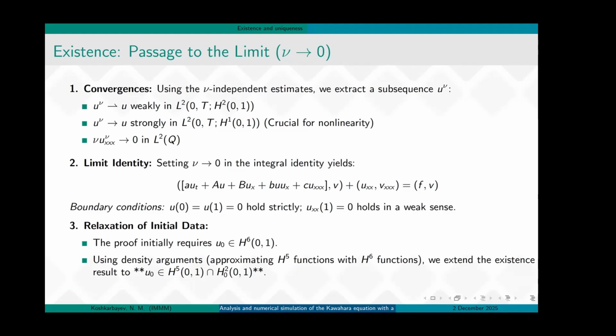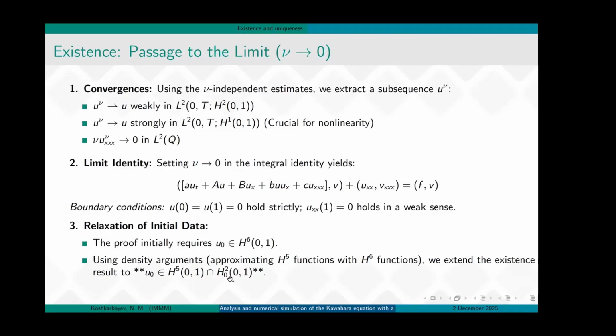Finally, we let the regularization parameter nu tend to 0. We extract a subsequence u_nu that converges to the solution u. We verify that this limit satisfies the original equation and boundary conditions. Through density arguments, we extend these results to initial data in H^5, completing the existence proof of theorem first.